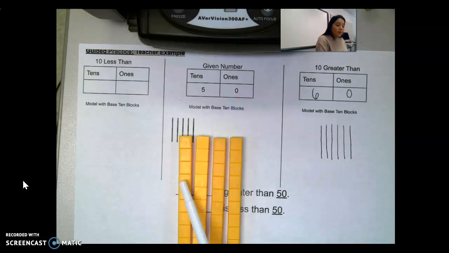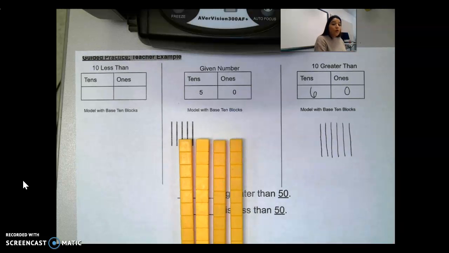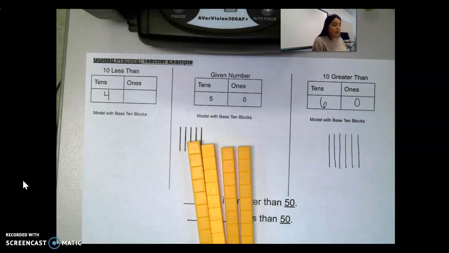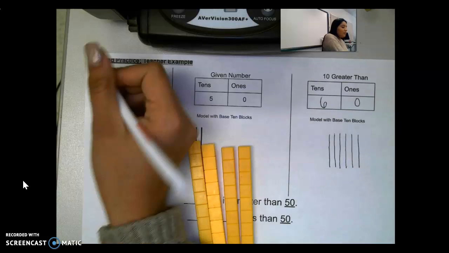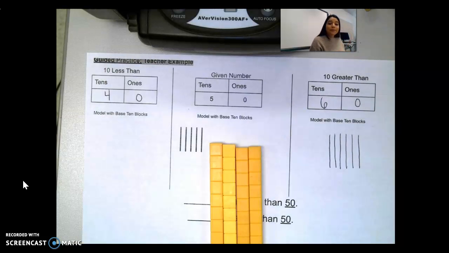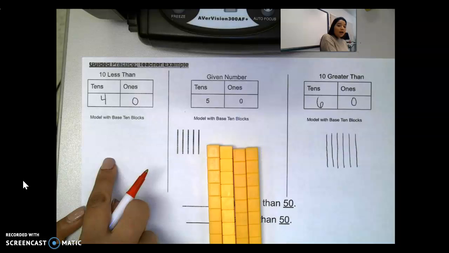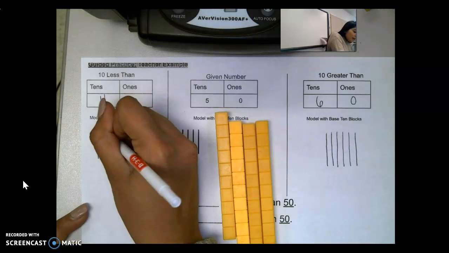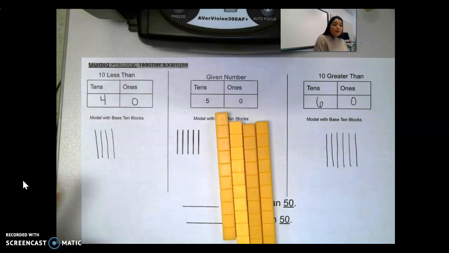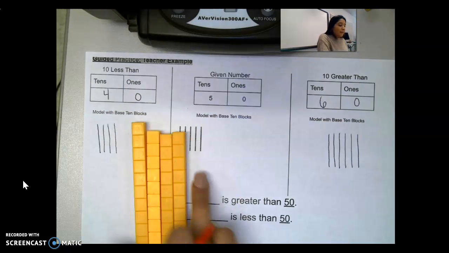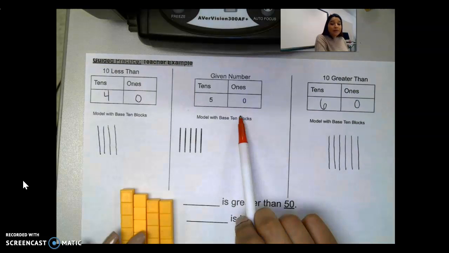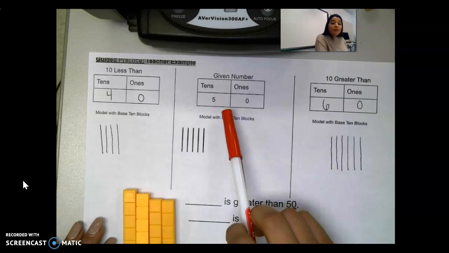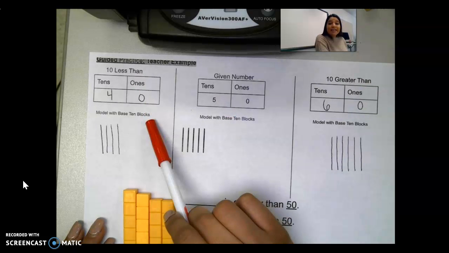Let's count. 1, 2, 3, 4 tens. I'm going to put 4 tens in my tens column. And we don't have any ones. So I'm going to put 0 ones. Then I'm going to draw my base 10 blocks. So I have 4 tens and 0 ones. So I don't need to draw any ones. So 10 less than 50, our given number, is 40. So 50 minus 10 is 40.